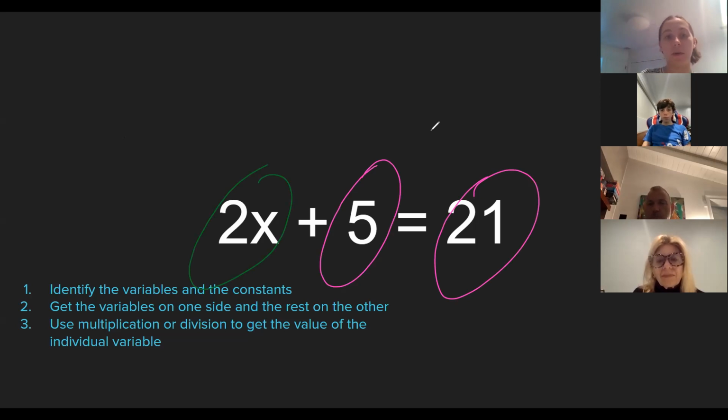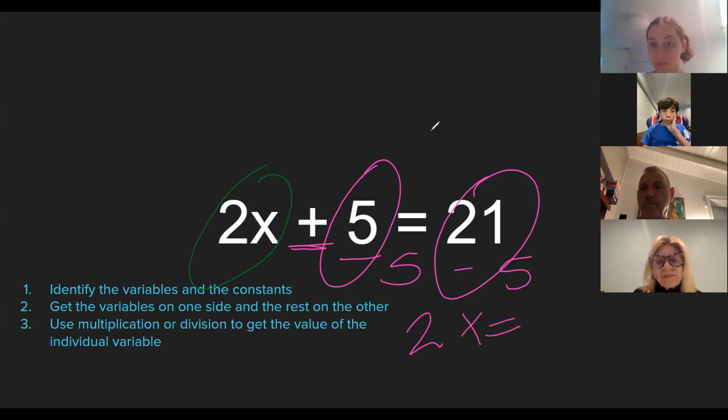So we see here that we have an addition sign. That means that we're going to do the opposite, which is subtraction. And the opposite of multiplication is division, and vice versa. So that's going to be important later. So here we're going to do minus 5, and what you do to one side, you have to do to the other as well. So we have 2x equals 16. And then the next step that we're going to do is divide by 2, since we see multiplication and the opposite of multiplication is division. And then the answer is x equals 8.